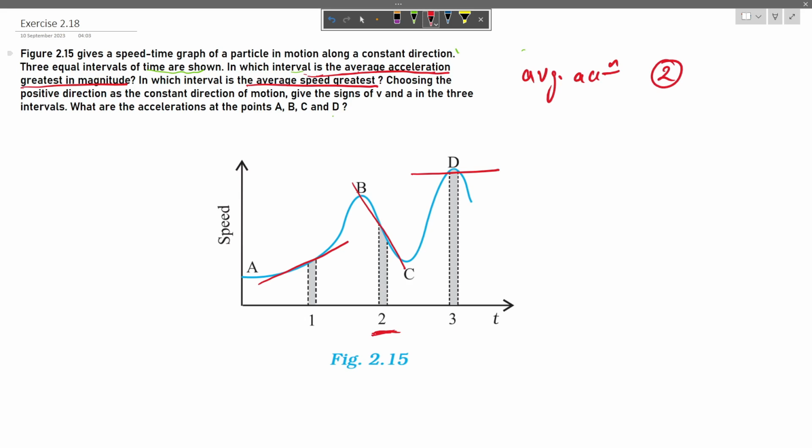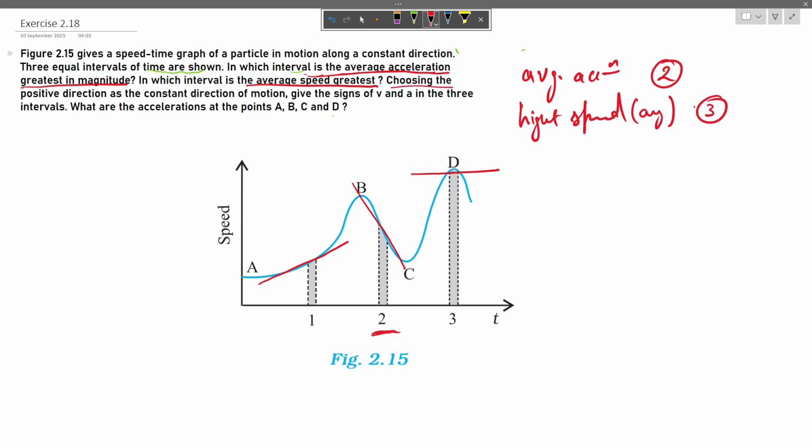and in which interval is the average speed greatest? Since it is a speed time plot, we can easily find out the average speed, which one is greatest. So interval 3 has the highest point, so it has to be the interval of highest speed. So we can say that the highest average speed is going to be in the third interval.